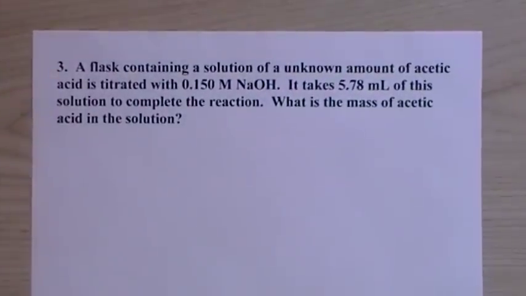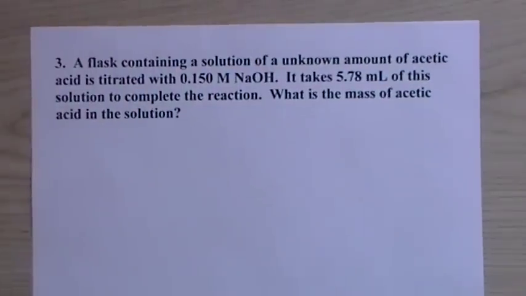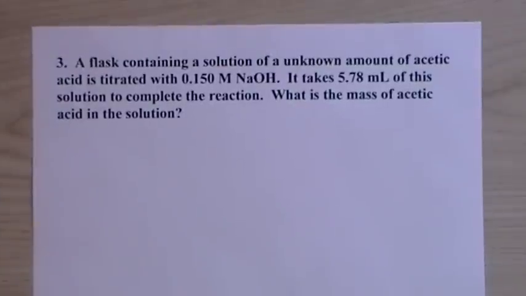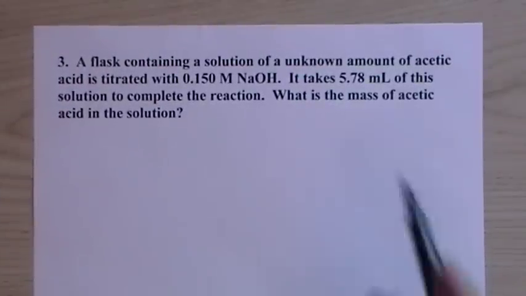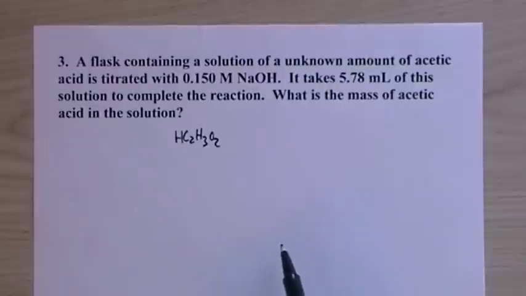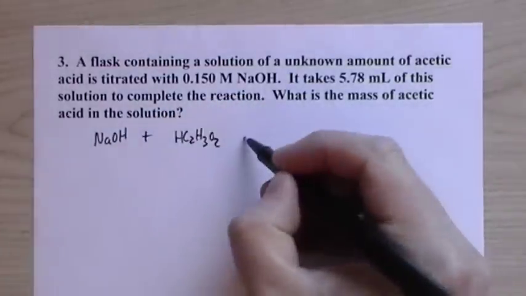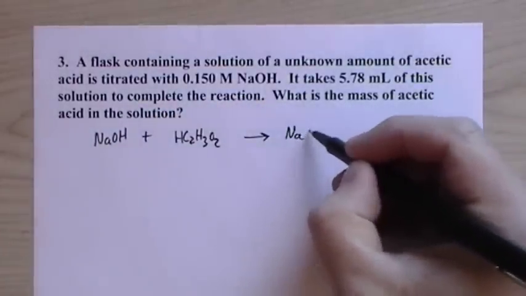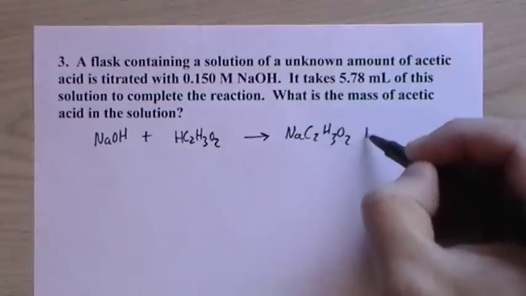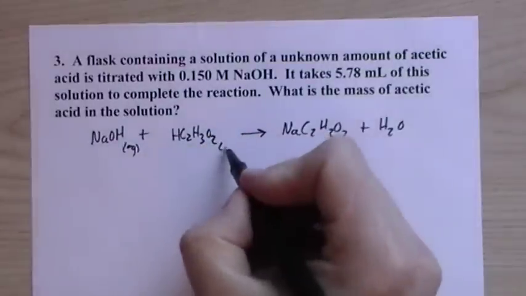Okay, now we're into volumetric analysis. There's a lot more here because it deals with solutions and titrations. We do a lot of this in chemistry, in our labs, and in calculations in later chapters. So I want to cover a few of them here. A flask containing a solution of unknown amount of acetic acid is titrated with sodium hydroxide. Titrate means we're adding the sodium hydroxide, and so what we know from previous work with acids and bases, this is what should be the reaction.